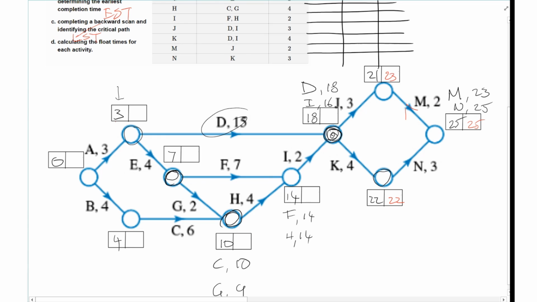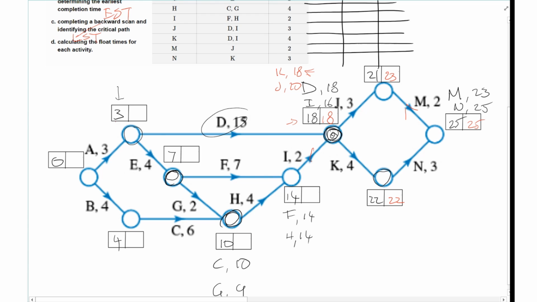Now, what I've also got to do now is on this one here. This is where I use the different colored pens. I'm going to go 20, coming in from K, I've got 22 minus 4 would give me 18. Coming in from J, I'm going to have 23 minus 3, and that will give me 20. So I take the smallest value, so it's going to be the K, so I put 18 there.